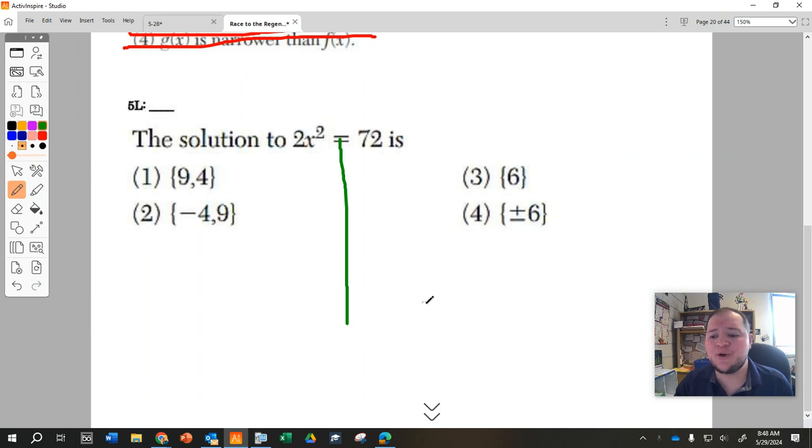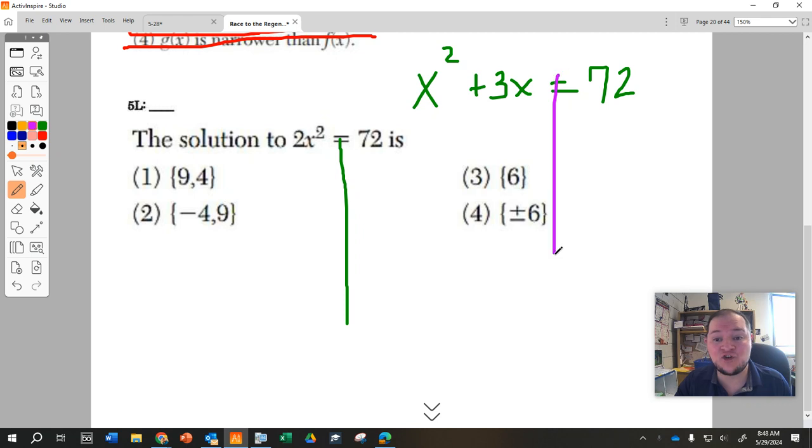Here's why. There is only one type of variable here. It's 2x squared. The only variable here is x squared. If I had something like x squared plus 3x equals 72, I cannot just draw the line and solve it like the old-fashioned way, because these are two different levels of x. These are two different degrees of a variable. So I can't just draw the line and have at it.